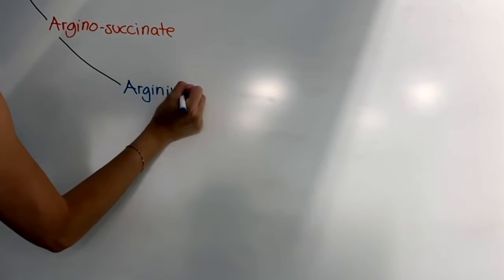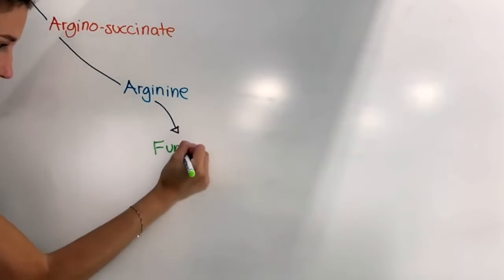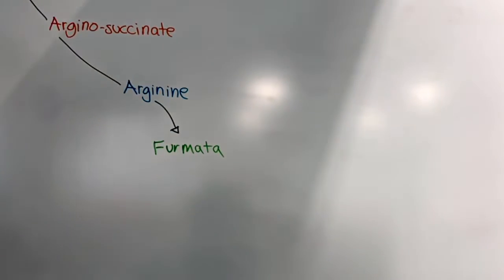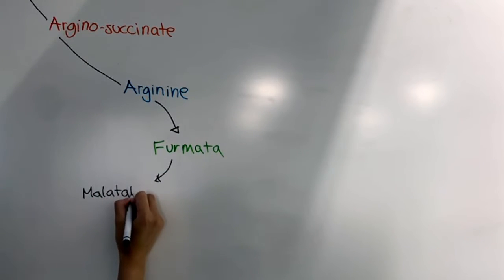The fourth step is the cleavage of argininosuccinate. There are some carbons missing between argininosuccinate and arginine. The reason for this is another product of the argininosuccinase reaction called fumarate. So a part of the carbon skeleton of argininosuccinate is actually recycled and it becomes fumarate.